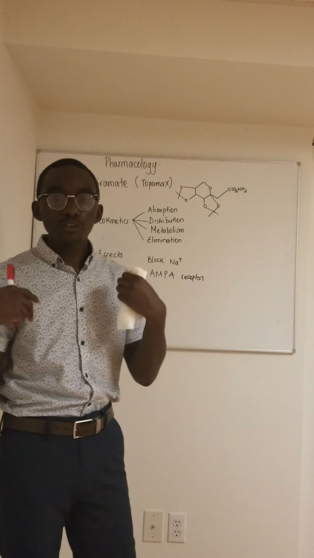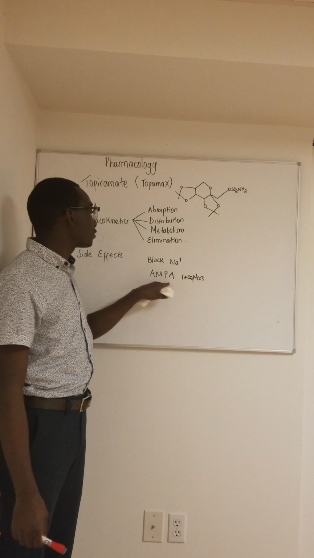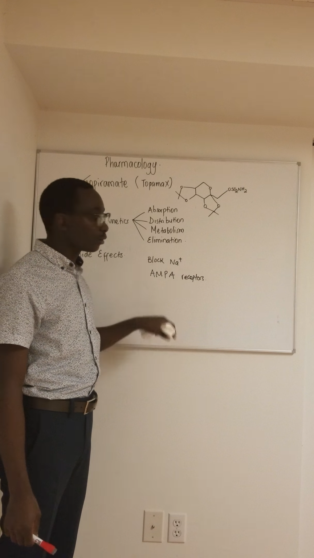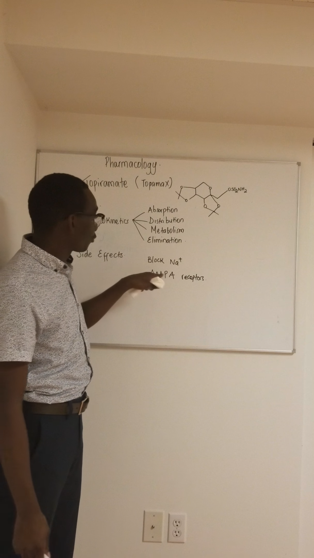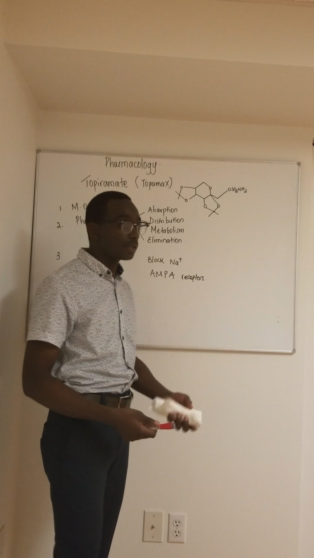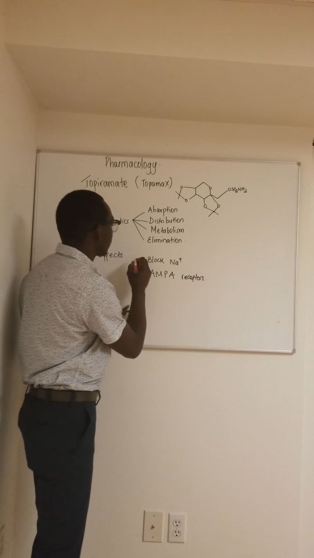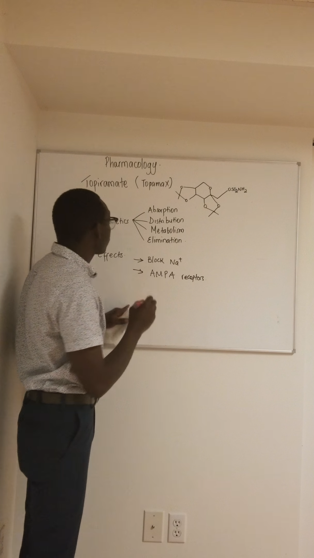When topiramate binds to these receptors, you know that glutamate is an excitatory neurotransmitter. When somebody is having a seizure, there is excitation of these neurons, and glutamate is the neurotransmitter that leads to the excitation. So when topiramate binds to these receptors, it is going to block glutamate from binding to them. So we shall not see the repetitive firing seen in seizures. These are the two proposed mechanisms of action of topiramate.